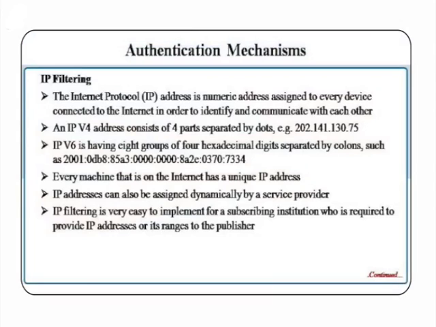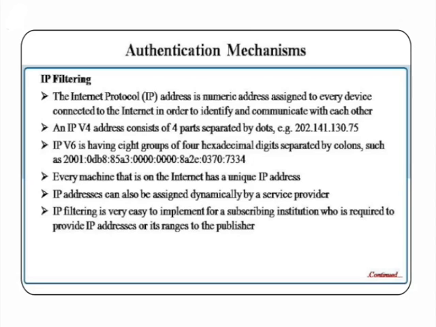IP filtering can also be used as an authentication mechanism. The IP address is a numerical address assigned to every device connected to the internet in order to identify and communicate with each other. An IP version 4 address contains 4 parts separated by dots, whereas in IPv6 there are 8 groups of 4 hexadecimal digits separated by colons. Every machine that is on the internet has a unique IP address. This IP can also be dynamically assigned by a service provider.